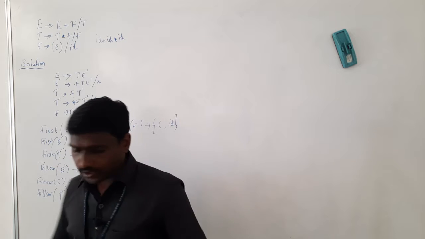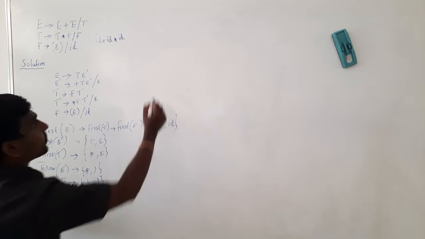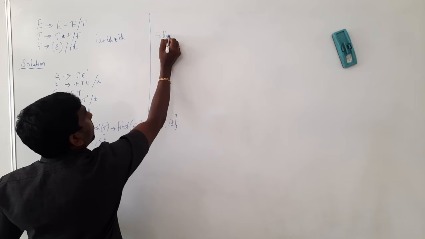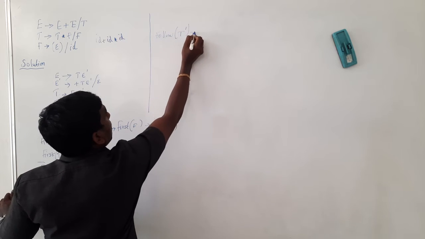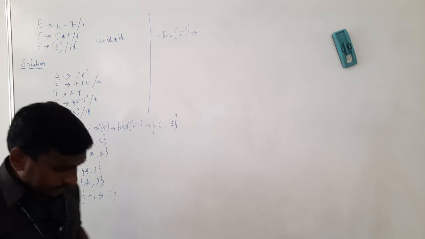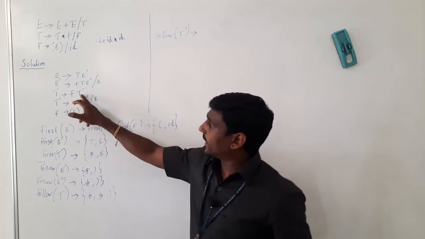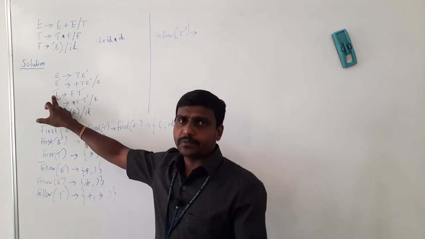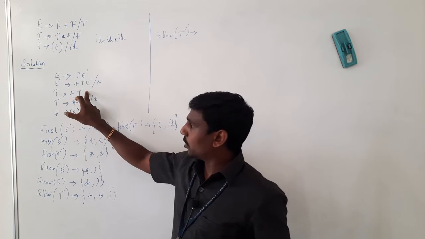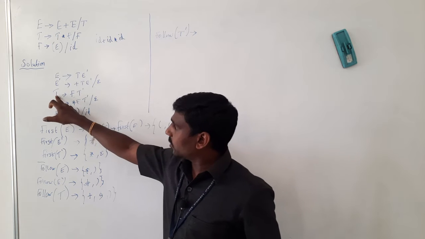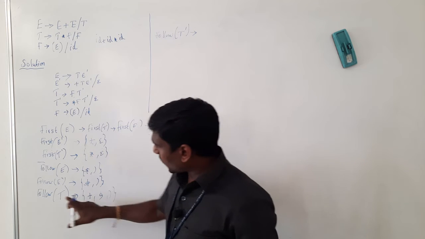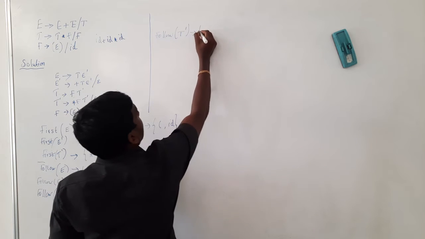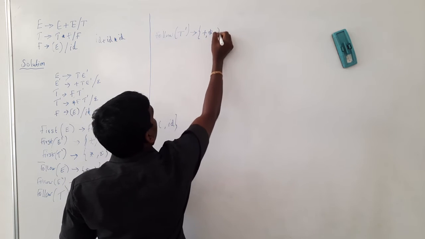Now follow of T dash. What is follow of T dash? I have to see the right side of the arrow, T dash is there. T dash is not followed by anything, so I can write follow of T. That is the rule. T dash is not followed by any variable or terminal, so I want to write follow of T. What is follow of T? Already I have written plus, dollar, close brace. So follow of T dash is plus, dollar, close brace.